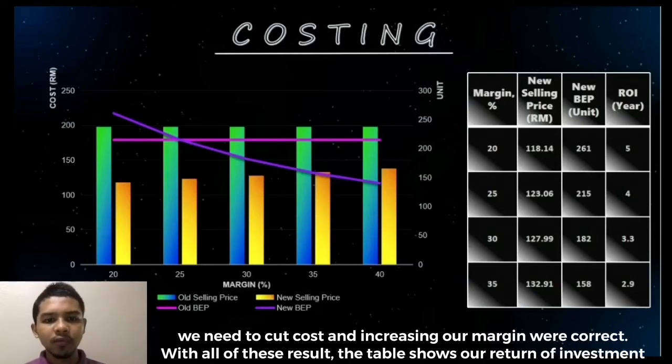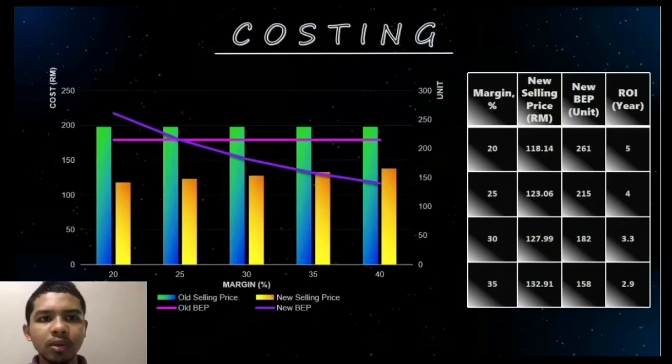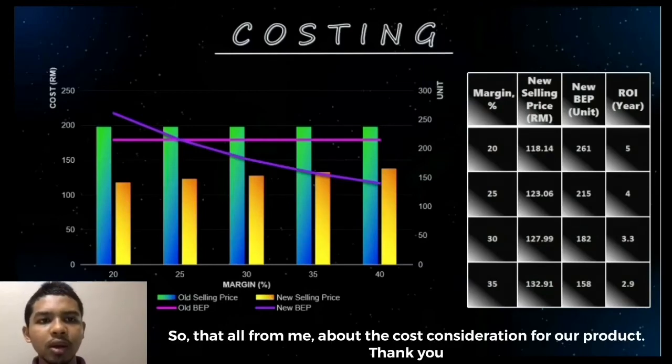With all of these results, the table shows our return of investment can be lower than 4 years if we increase the profit margin more, about 30 to 40%. So that's all from me about the economic consideration for our product.